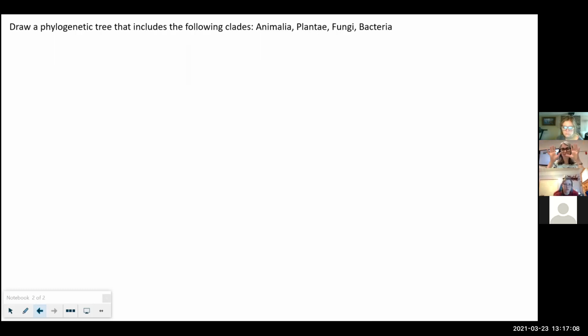You don't need to put anything else, okay? You're not making the tree of life. You're making a tree that only includes these 4 taxa. That's all you're considering today in this exercise. Which one is the basal taxon of these 4?